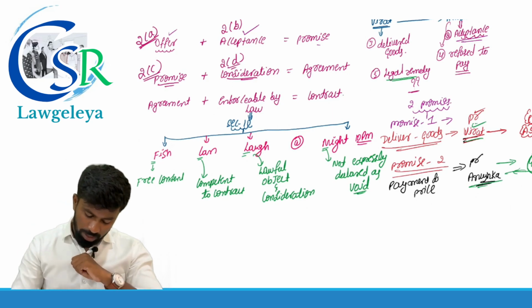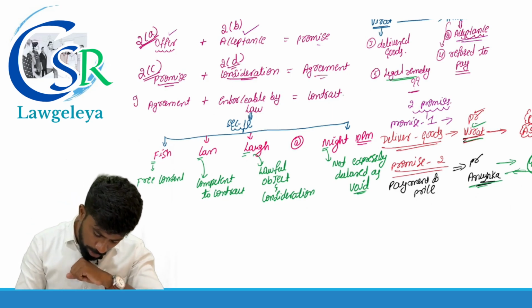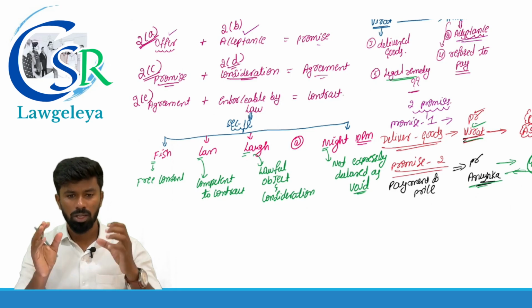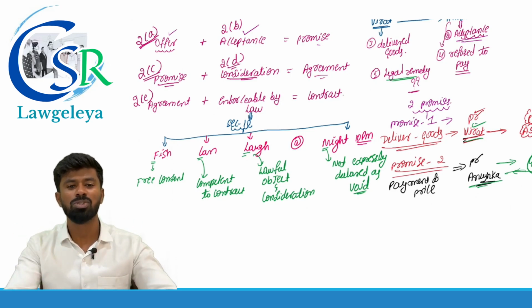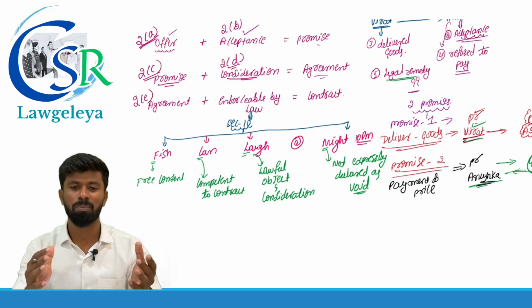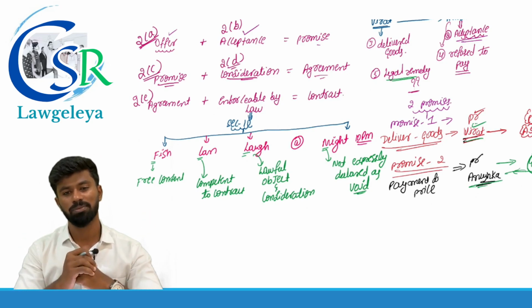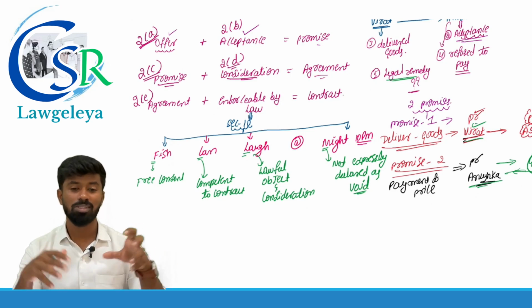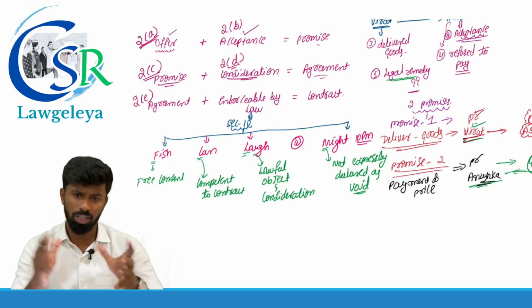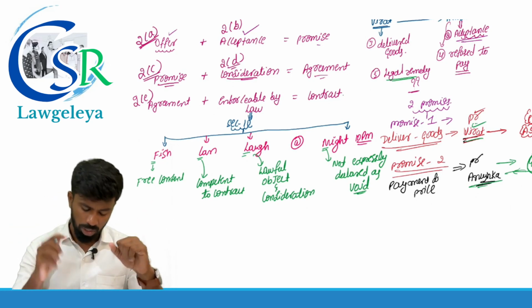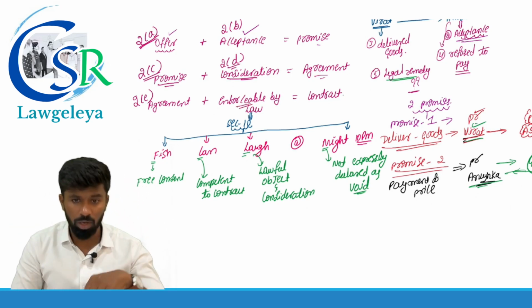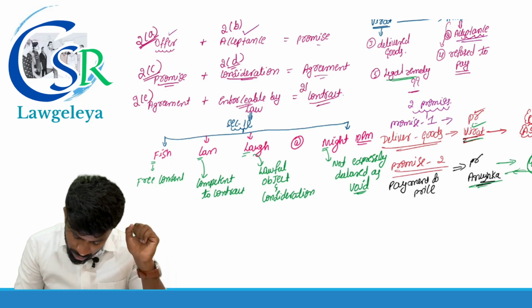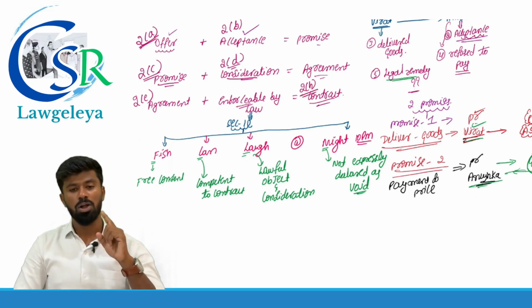So promise plus consideration becomes agreement. Section number 2, subclause E defines the word agreement. So what is agreement? Every promise or set of promises having consideration for each other are called as what? Sorry, agreement. I repeat, every promise or set of promises having consideration for each other are called as what? Agreement. And the agreement which is enforceable by law, that means 4 conditions, becomes what? Contract. Section number 2, subclause H defines the word contract.